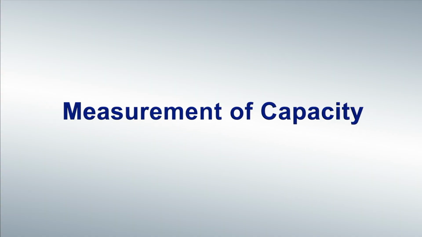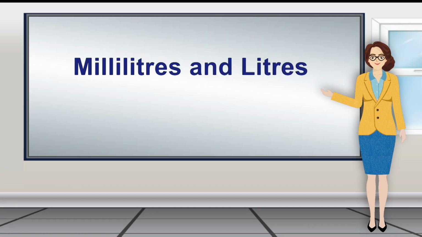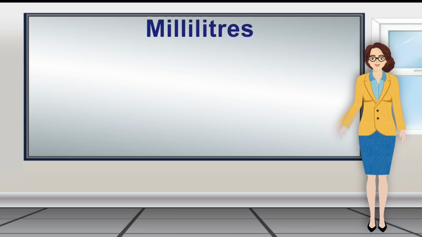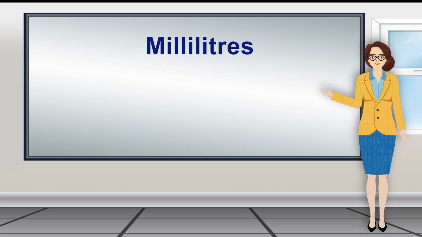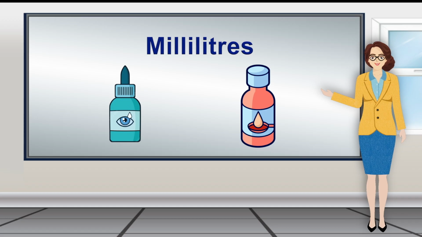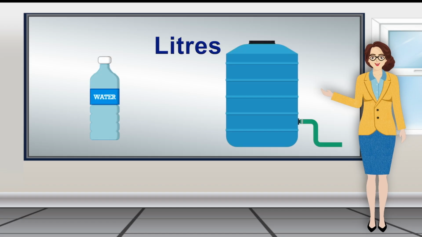Measurement of capacity. What do we use to measure capacity? Milliliters and liters are both units used to measure capacity or volume. Milliliters are typically used for smaller quantities such as the volume of a liquid in a medicine dropper or the capacity of a small container. Liters are used for larger quantities like the volume of a bottle of water or the capacity of a tank.